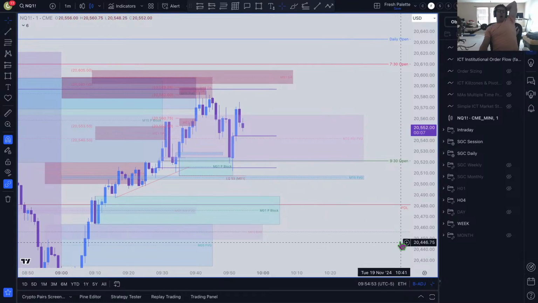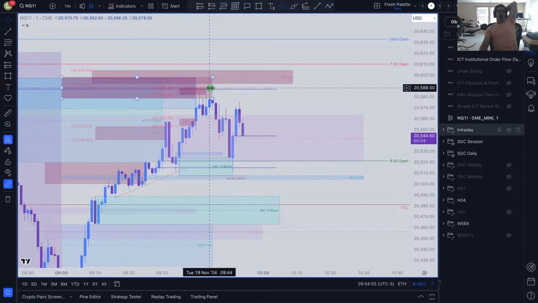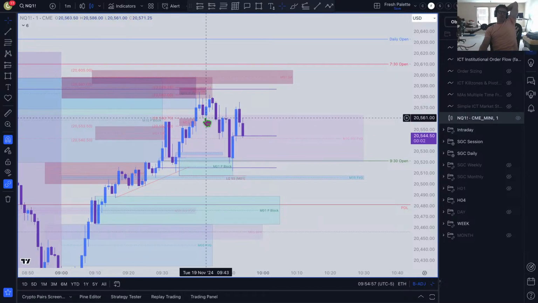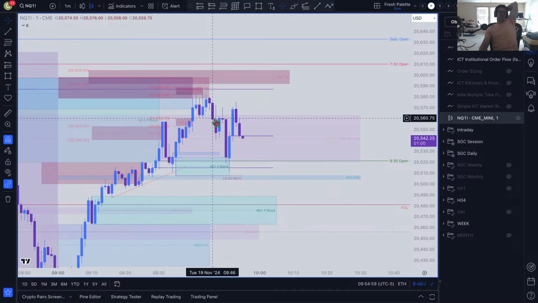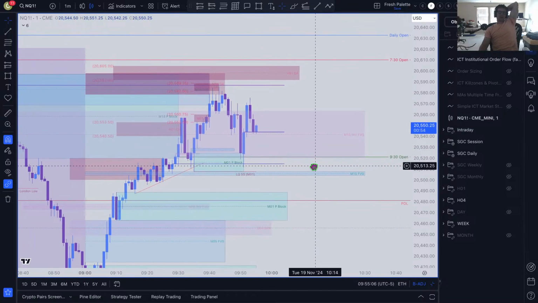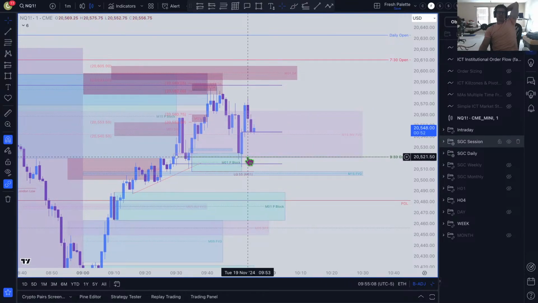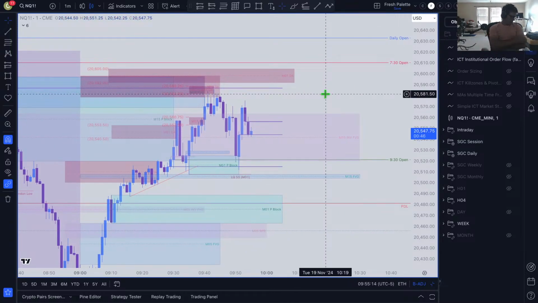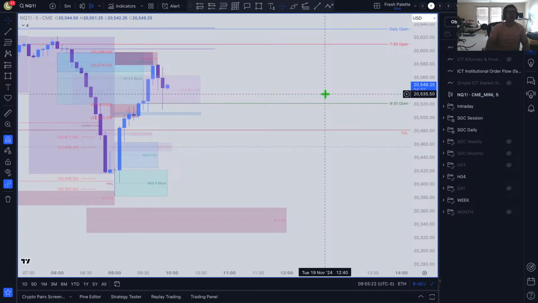Another arguable trade would be, since we hit all these distribution areas, once you got that market shift to the downside, you could have traded out of that P block, arguably. But again, maybe just down to the 9:30 open. You're trading without any direction on the higher time frame at that point. So I just don't see anything significant based on how I analyze the market.